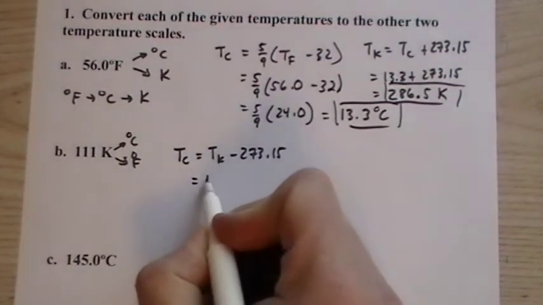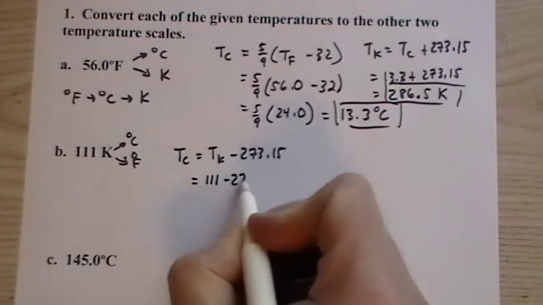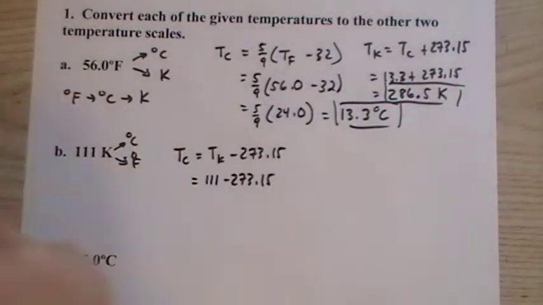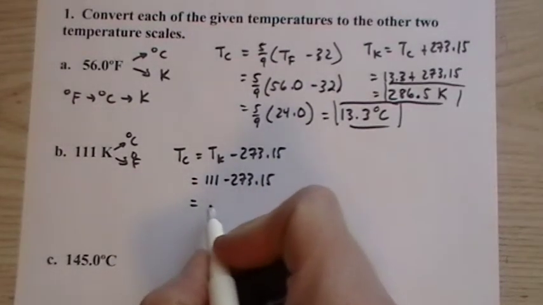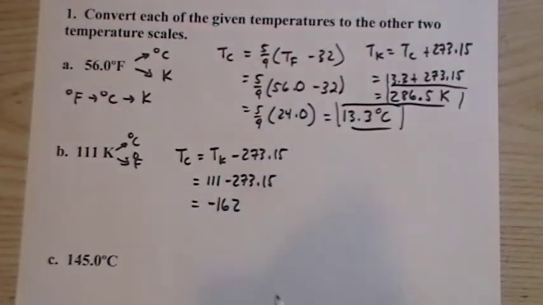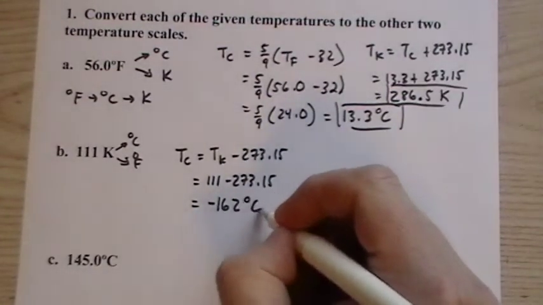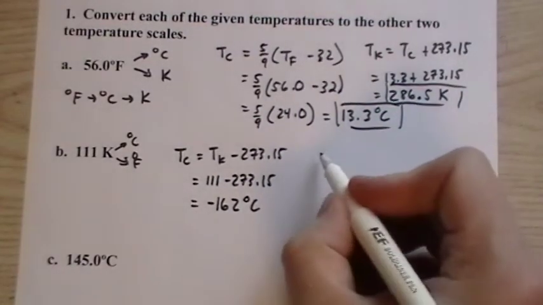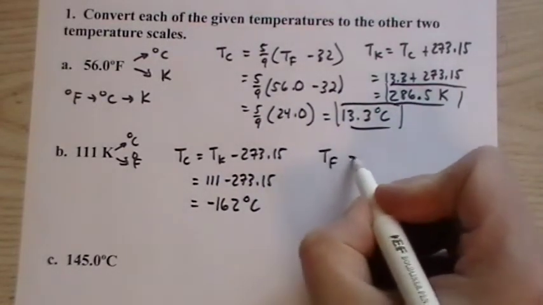And then we have 111 minus 273.15. So it's always best in this case to leave the units of measure off for now and then add them in after you're done. This is going to be minus 162 because we have to stop at the ones place, and this will be degrees Celsius. And then we want to go back to Fahrenheit.